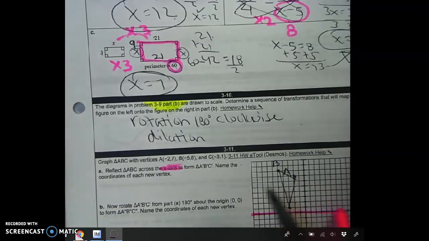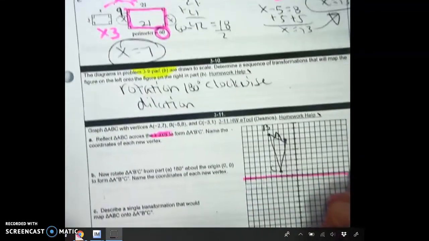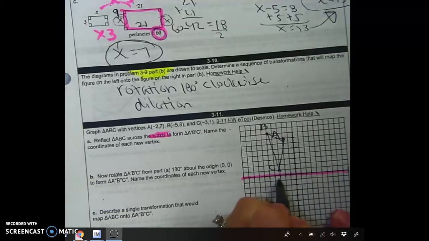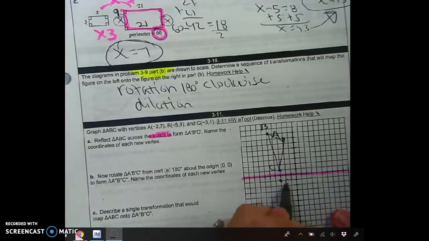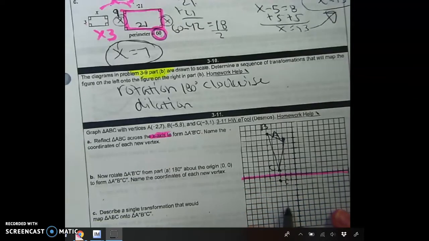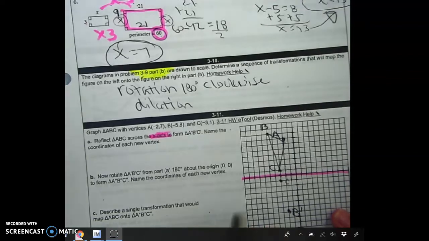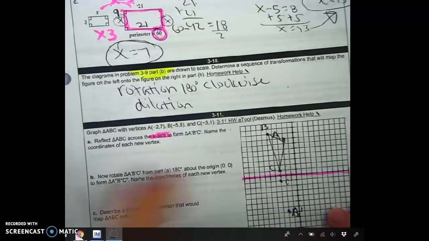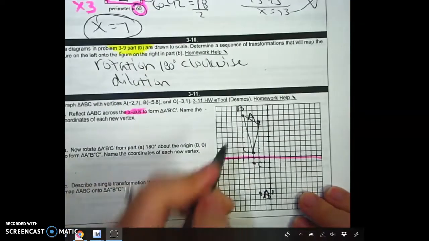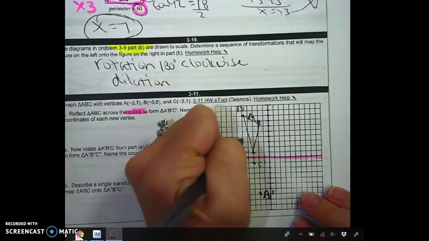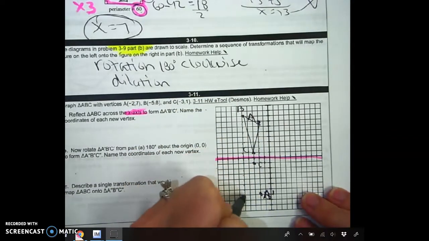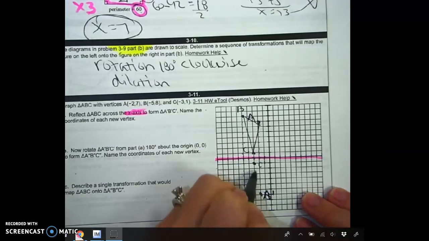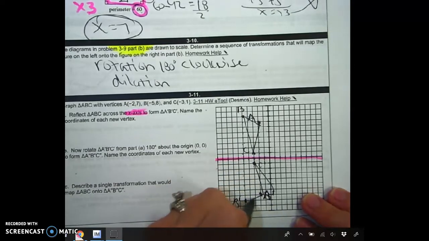The first thing they want us to do is reflect it over the x-axis. So here's the x-axis, so I'm literally flipping it. The easiest thing for me is if this is up 1, this is down 1, C prime. And this one is down 1, 2, 3, 4, 5, 6, 7. A prime, careful about that, sorry. And then this was up 8, so down 1, 2, 3, 4, 5, 6, 7, 8. B prime.